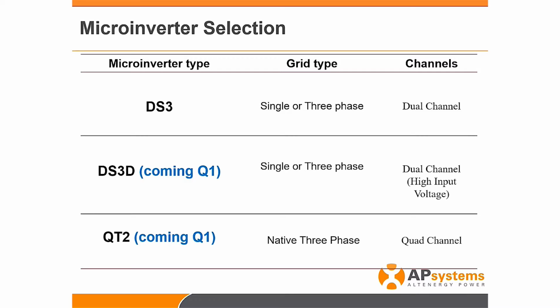With QT2, pretty similar, but it has quad channel, so it has 4 inputs. So you can put 4 panels on one inverter, same as DS3D, but here it has 4 separate inputs. For DS3D, it only has 2 inputs. So that's the only difference. But for QT2, the main advantage is it's 3-phase, so your installers will not have to worry about balancing the phase.